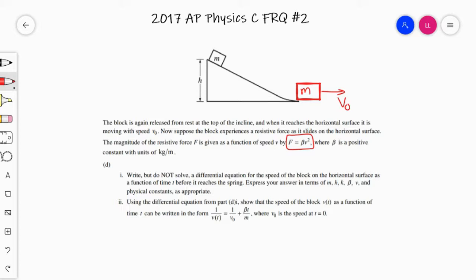The next part, part one of D, says write but do not solve a differential equation for the speed of the block on the horizontal surface as a function of time before it reaches the spring. Express your answer in terms of m, h, k, beta, v, and physical constants as appropriate. And then, using the differential equation from part D, I, show that the speed of the block v of t as a function of time can be written in the form 1 over v of t equals 1 over v0 plus beta t over m. So they actually give you your result, your answer.